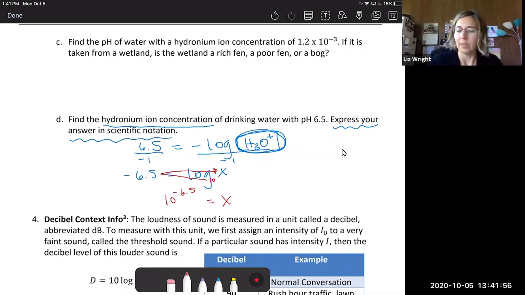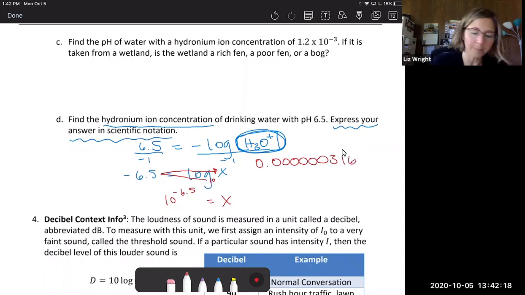And so go ahead and put that in your calculator and figure out what 10 to the negative 6.5 power is. And you should be getting 0. I've got to count my zeros. 1, 2, 3, 4, 5, 6. You should double check me. Always make sure I'm following the correct steps here.